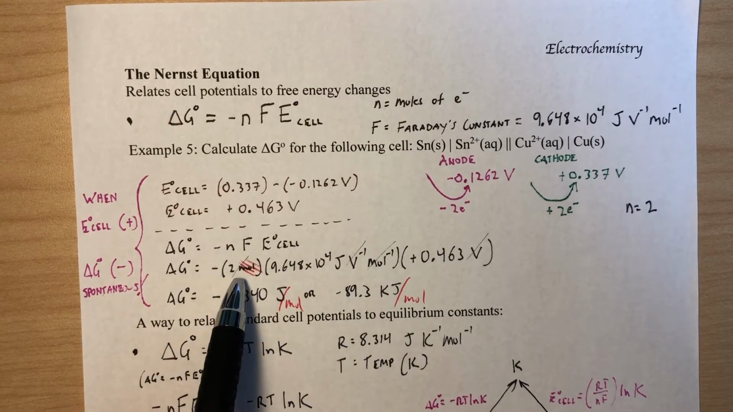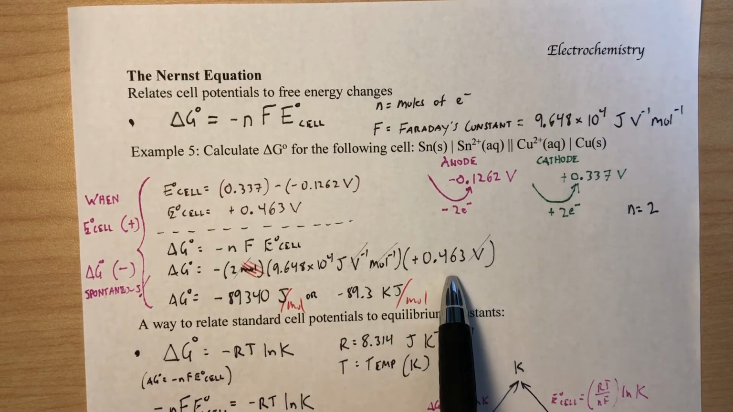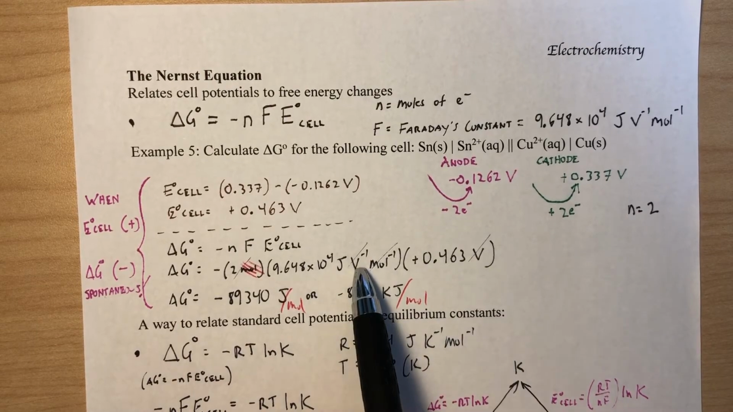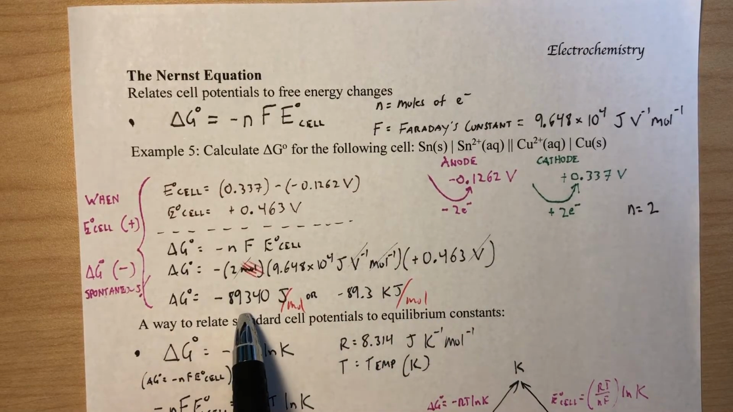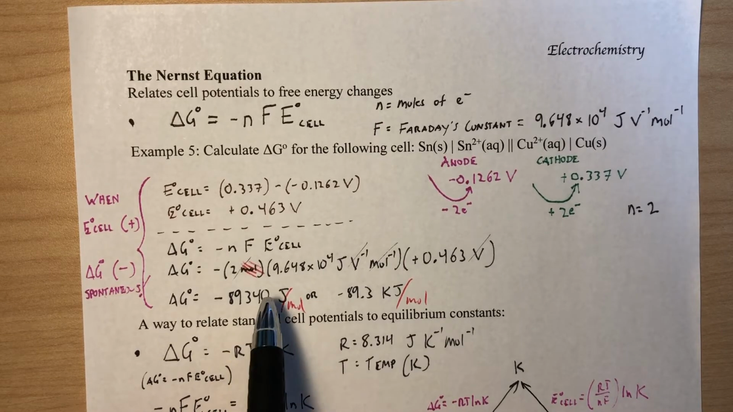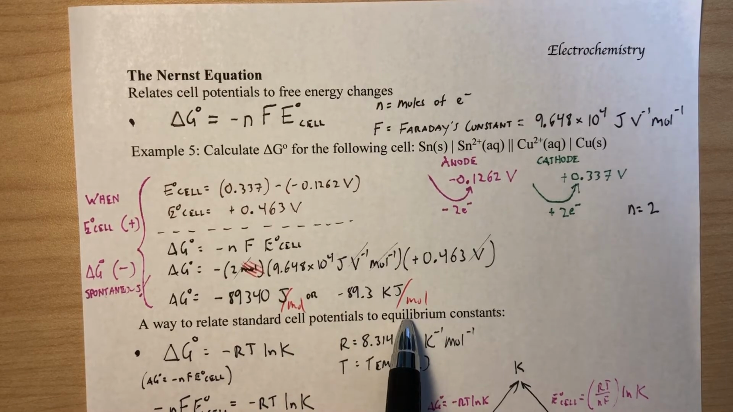Delta G is equal to negative 2 times 9.648 times 10 to the fourth joules per volt per mole, multiplied by positive 0.463 volts. So the volts cancel, and what we're left with is a delta G equal to negative 89,340 joules per mole, or negative 89.3 kilojoules per mole.